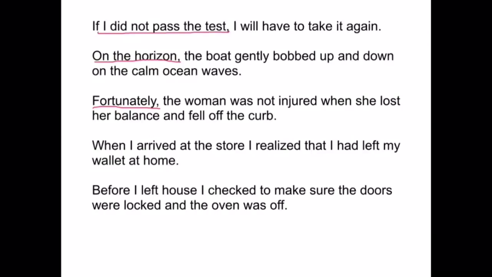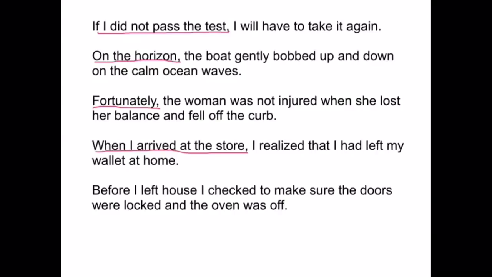When I arrived at the store, I realized that I had left my wallet at home. Put the comma after the introductory element. If you put the comma after store, you're correct. When I arrived at the store is a dependent clause and it introduces the independent clause.